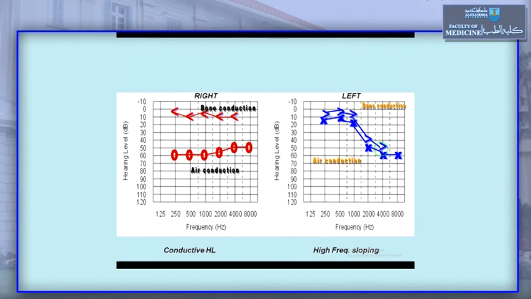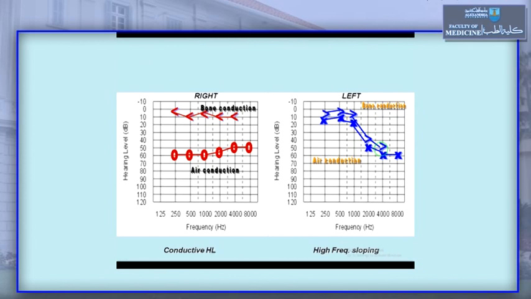And you have to differentiate it from acoustic trauma that we have seen. Acoustic trauma is a very high intensity for a brief time, but noise-induced hearing loss or occupational hearing loss is exposure to moderately high intensities for a prolonged time.